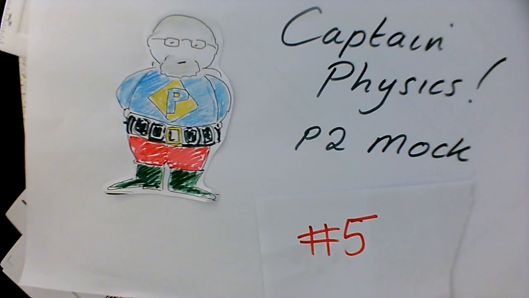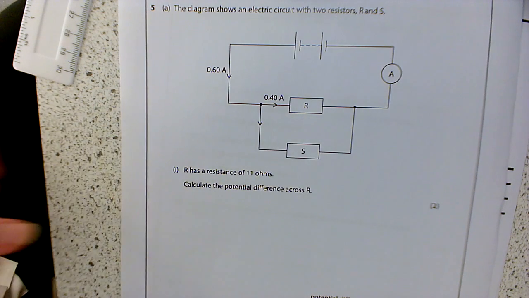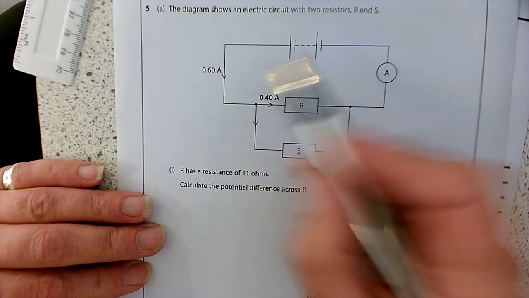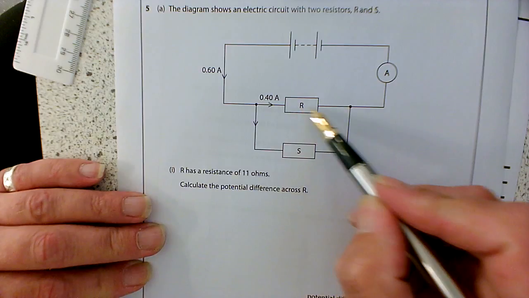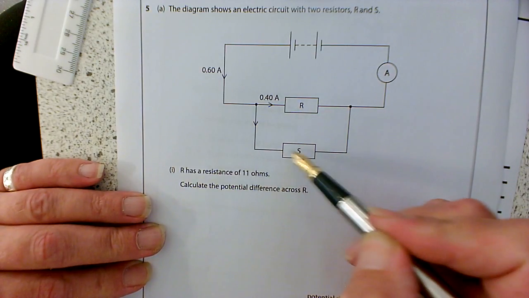We're nearly there. Question 5. Right. Gosh. Electricity. Oh, that's a nice looking circuit. Let's have a look at this circuit. We've got some cells, or battery. 0.6 amps come down here, 0.4 amps going through this resistor. We're measuring the current here. Oh, the current splits up and goes down here.